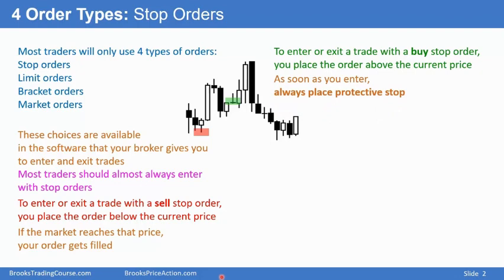As soon as you enter any trade, always place a protective stop. If you buy here, place a protective stop somewhere below, for example, here or here. If you sell here, let's say you sell to go short, place a protective stop somewhere, maybe above the high of this bar, but always have a protective stop in the market whenever you're in the market. A protective stop is a stop that protects you. It gets you out of a trade that is going against you.